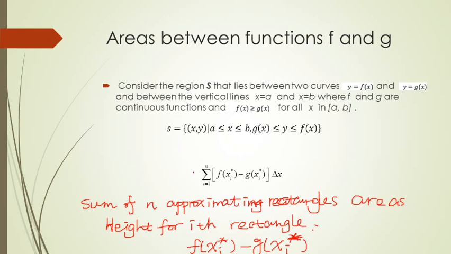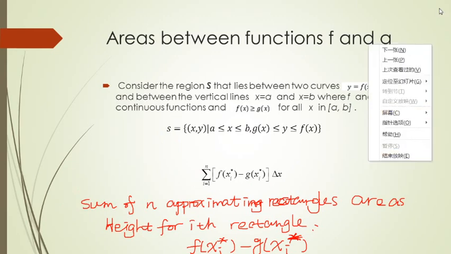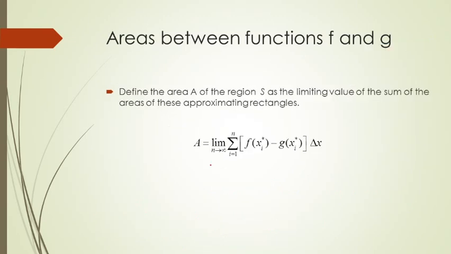We let n approach infinity. We define it as the limit, right? The limit of the n approximating rectangle sum gives the area. So we define the area A of the region S. Now, what is this region S? This is the region formed between two function curves f and g, and we assume function f is greater than function g. So we define it as the limiting value of the sum of the areas of those approximating rectangles, and we know that this part is the Riemann sum.